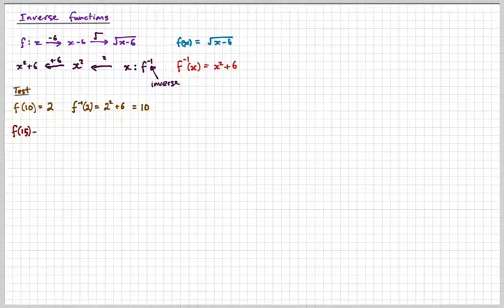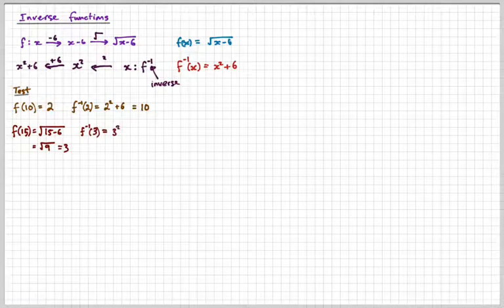Okay, let's look at a different one. So f of 15, well, that would be the square root of 15 minus 6. The square root of 15 minus 6 is the square root of 9, which is 3. So when I put 3 into the inverse function, 15 should come back out. 3 squared plus 6 is 9 plus 6, which is 15.